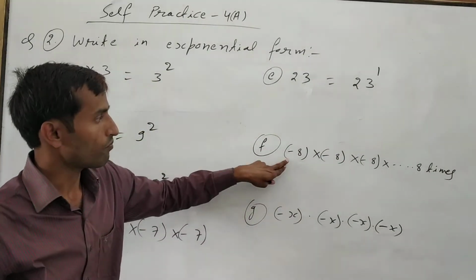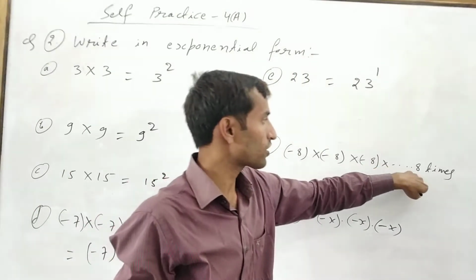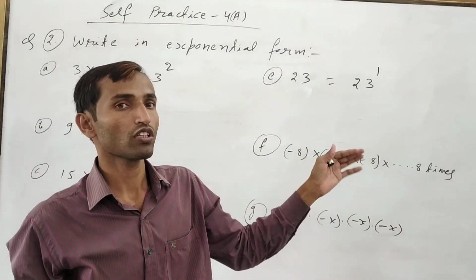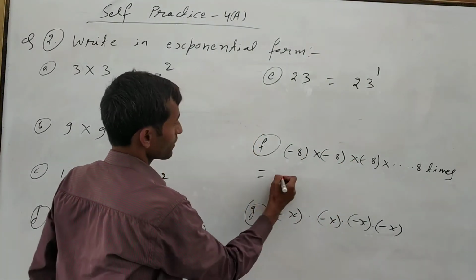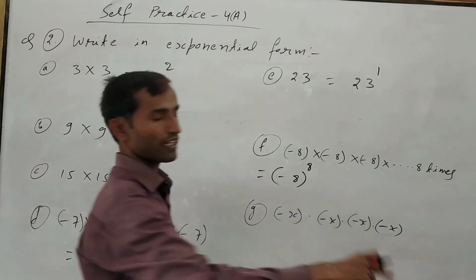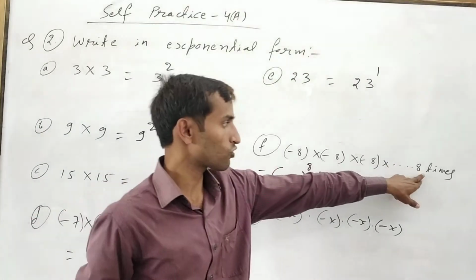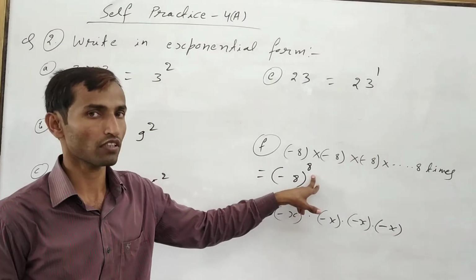Next one, minus 8 into minus 8 into minus 8, dot dot dot, 8 times, which means minus 8 is written 8 times. So we have to convert it into power. I will write here minus 8 to the power 8, because 8 times is written, meaning 8 times multiplication is given. Or sometimes the question is written 12 times, 10 times, so we will put the power 12 or 10 like that.